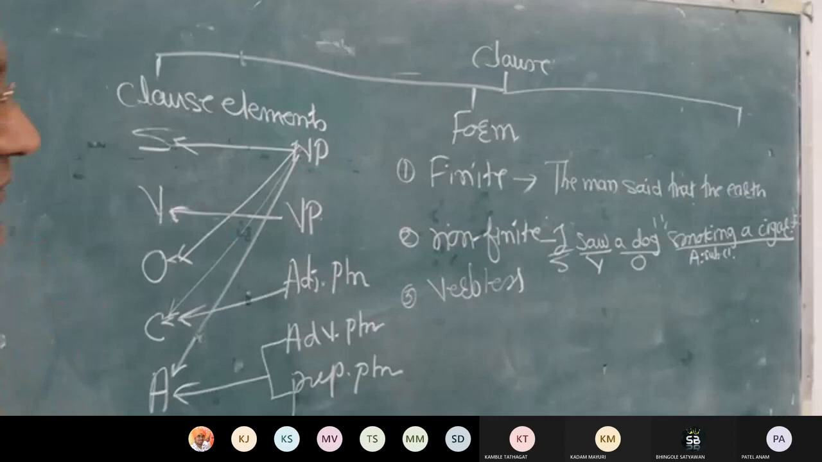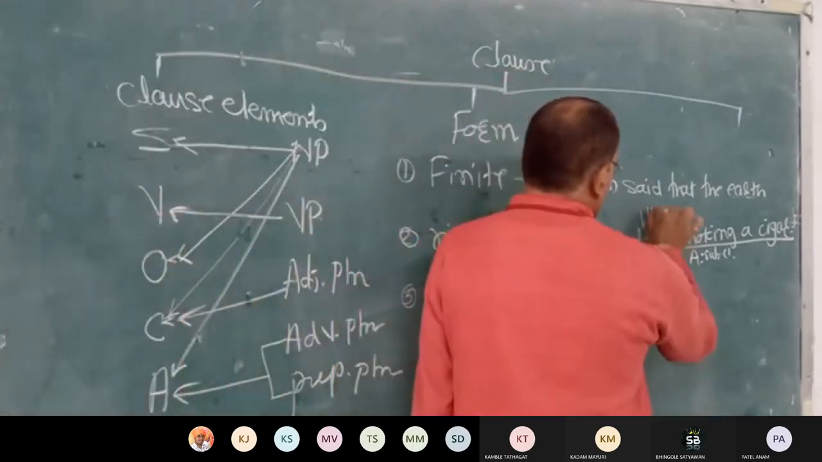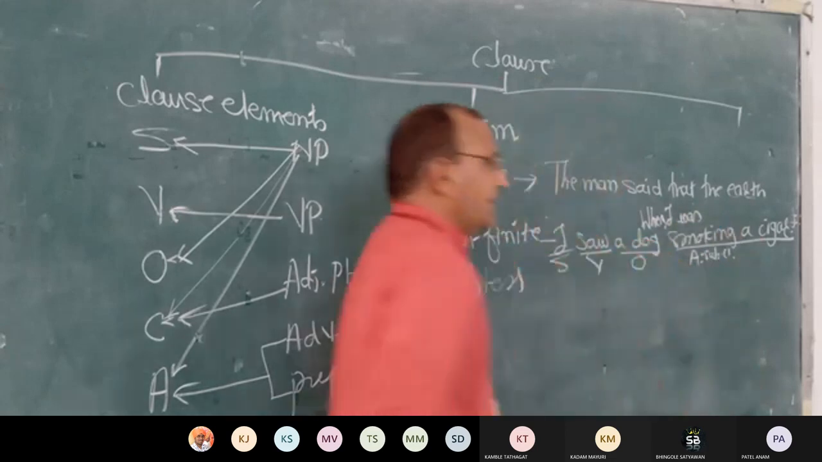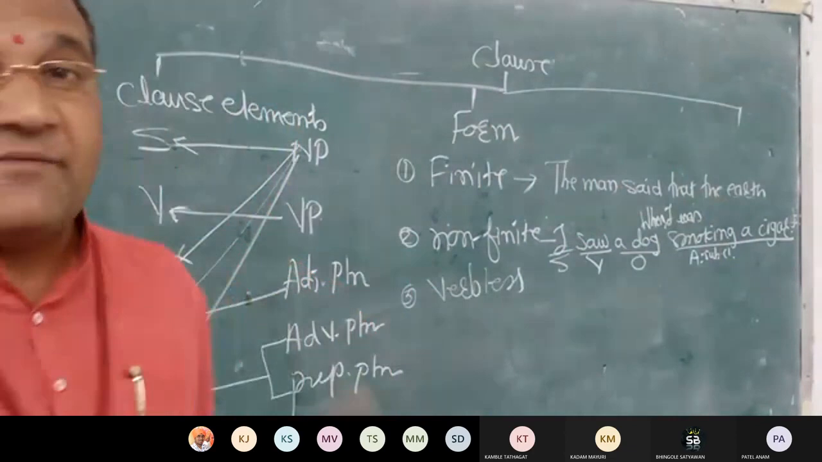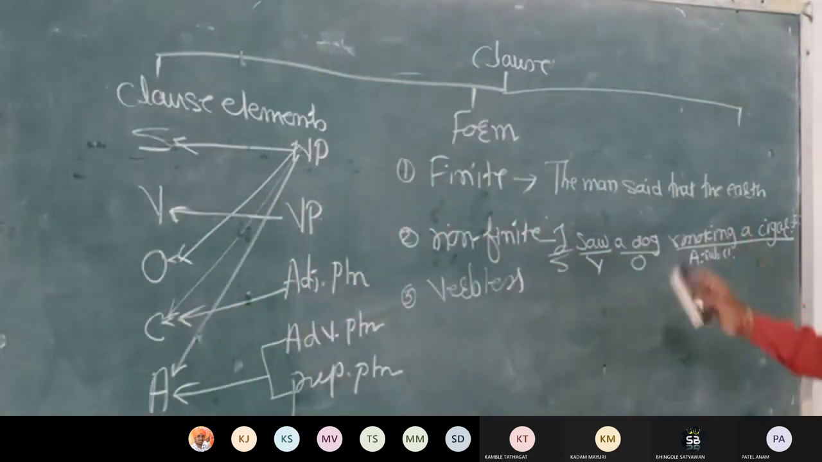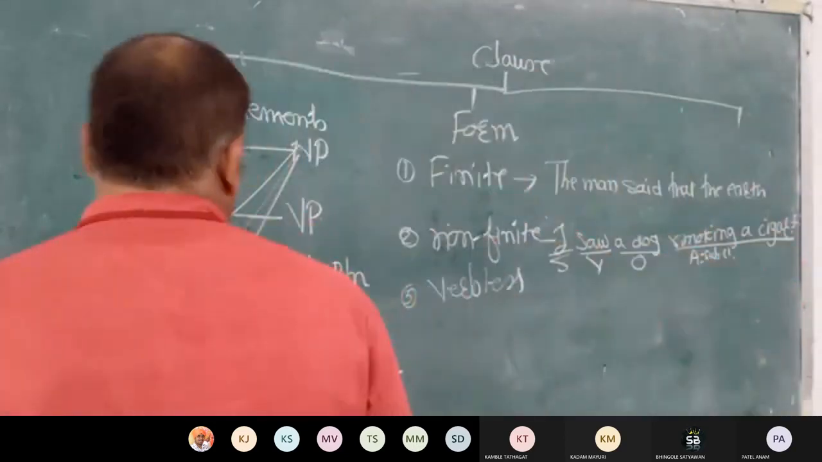If I want to bring it into finiteness: I saw a dog when I was smoking a cigar. Now it becomes a finite one. So without this, it's a non-finite. Okay, now verbless.